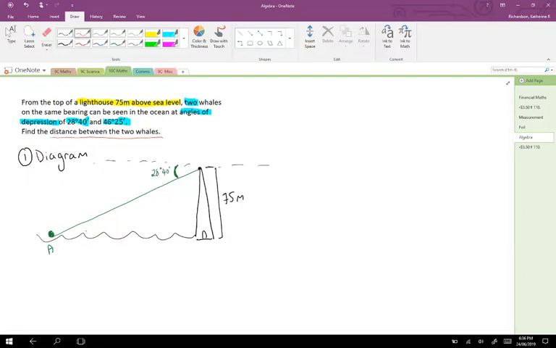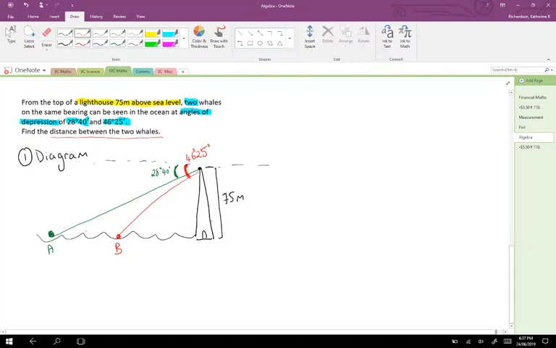Now, whale B, he's a bit further in because his angle of depression is a bit bigger. And his angle of depression, or hers, I know from my line of sight to the angle of depression is 46 degrees and 25 minutes. Okay, I've pretty much drawn everything that I've been given.